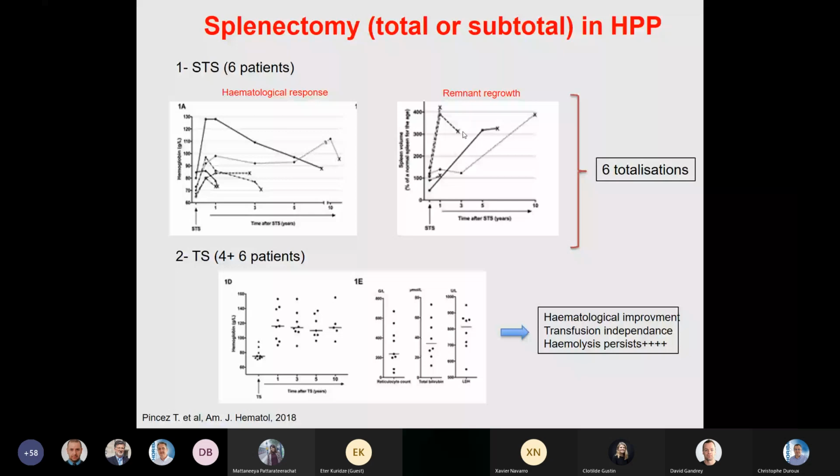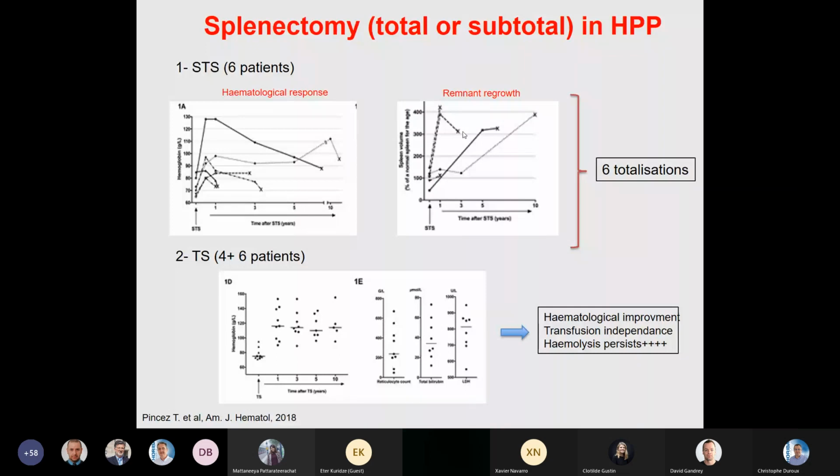There's not that much data about splenectomy efficiency in expressive forms of elliptocytosis in HPP. We published a couple of years ago a series of 6 patients that underwent partial splenectomy in severe elliptocytosis, and what we saw globally is that it was not efficient. I mean, the hematological responses were very short and the regrowth was very fast. And finally, these 6 patients quickly underwent a completion of their partial splenectomy. So we consider that subtotal splenectomy is not efficient in HPP.